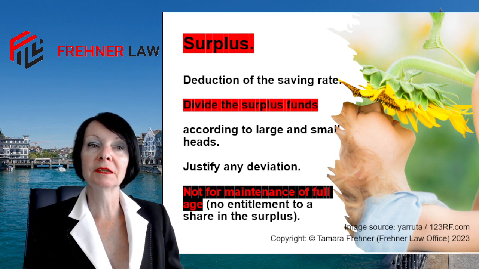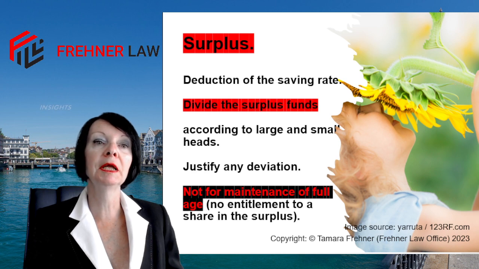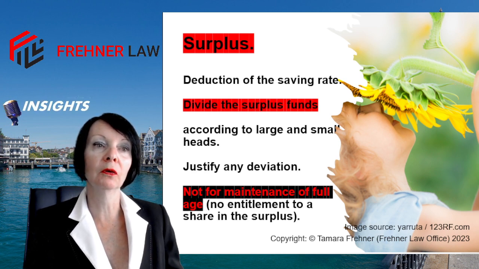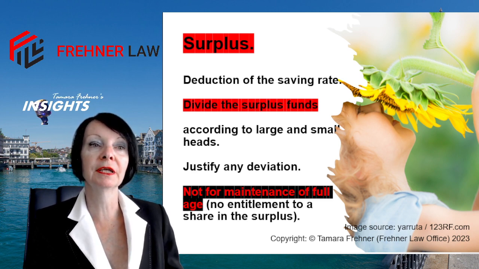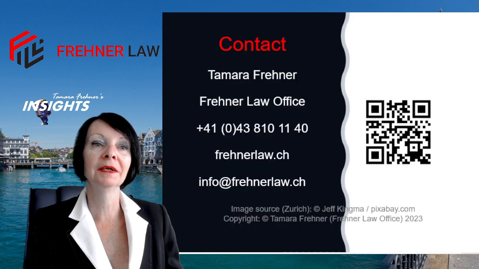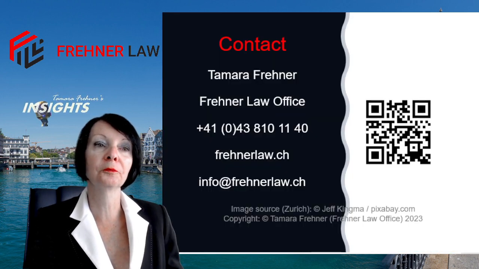In the case of maintenance for children of full age, the minimum subsistence level on the family law, including education costs, is to be deducted. There is no participation right to a share in the surplus. What is your personal situation? Please note the ages and living expenses of your children.